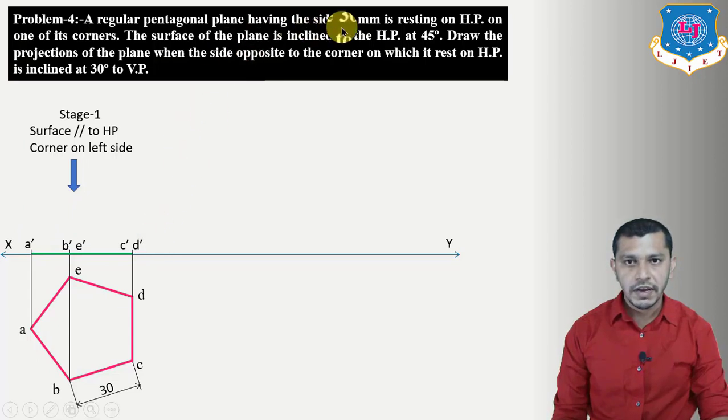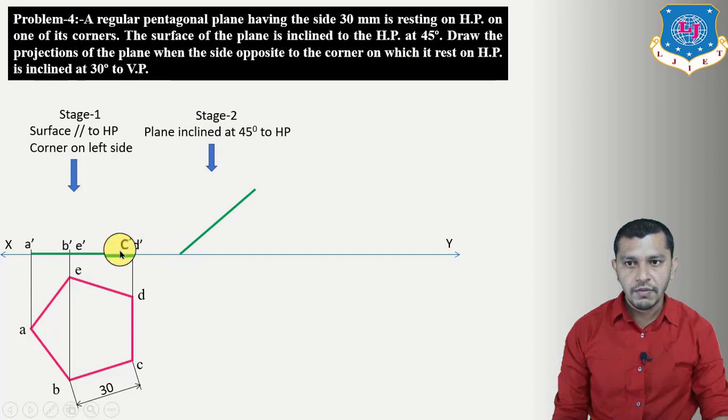So right now the plane is resting on HP. So in the second stage we have to derive the condition with the horizontal plane, and the condition is given: the surface of the plane is inclined to HP at 45 degrees. So if we want to make the surface inclined at an angle of 45 degrees, we have to incline this elevation, that means A dash, B dash, E dash, and C dash, D dash, at an angle of 45 degrees to the XY reference line by taking A dash on the XY reference line.